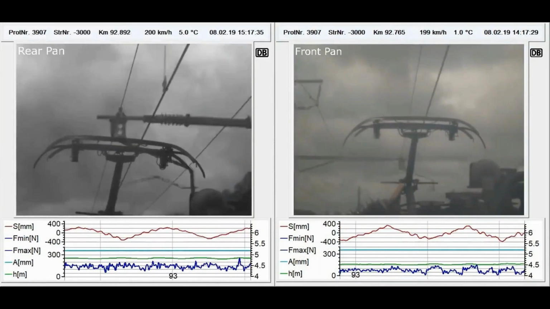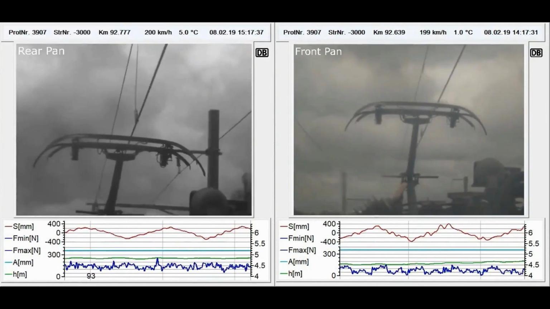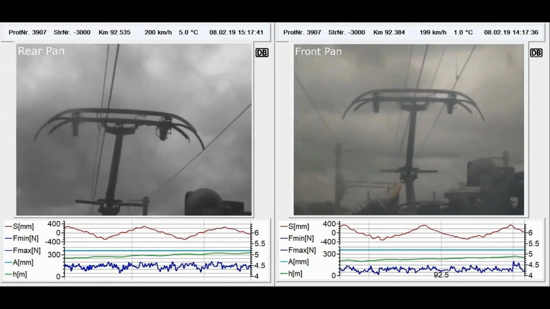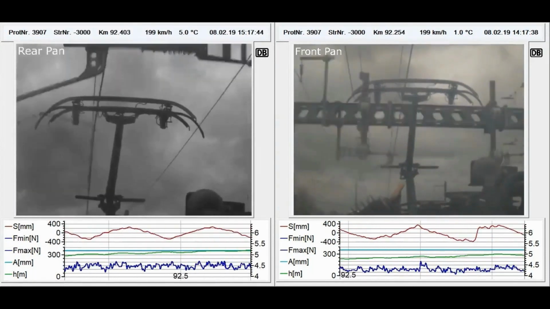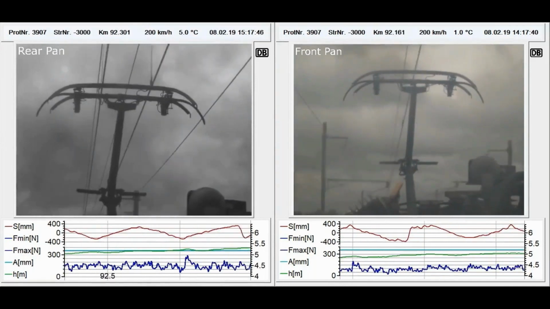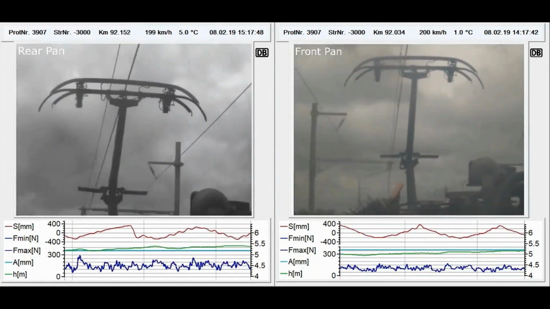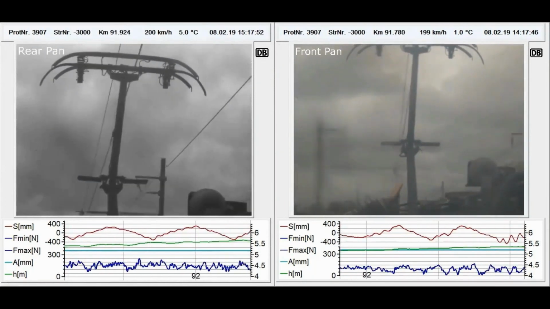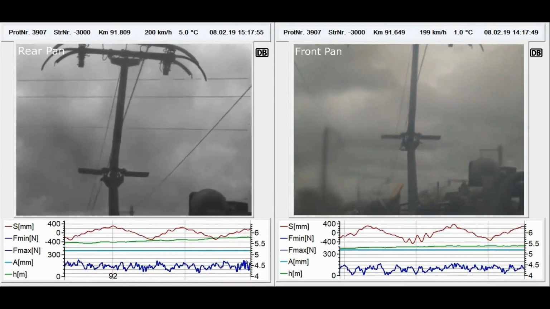So again, what we see is nice, between 0 and 300. The rear pan is usually the most lively one, because the rear pan is absorbing all of the waves coming back from the front pan. So as well as its own standing wave, it's having to manage that from the front. So the rear pan's always more excitable than the front. So it's probably worth focusing on the contact force trace on the rear pan.